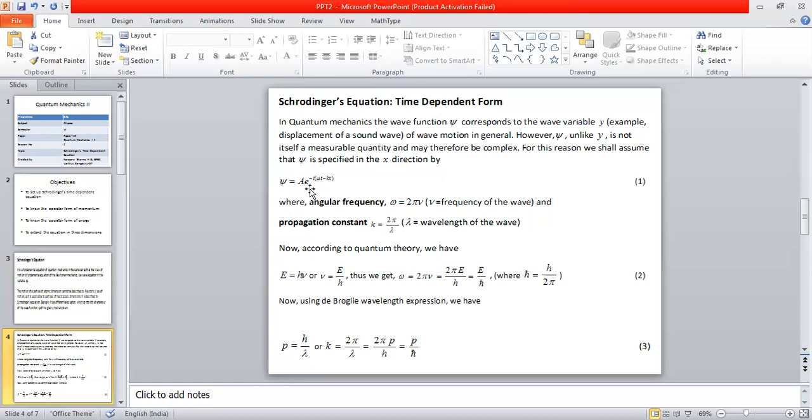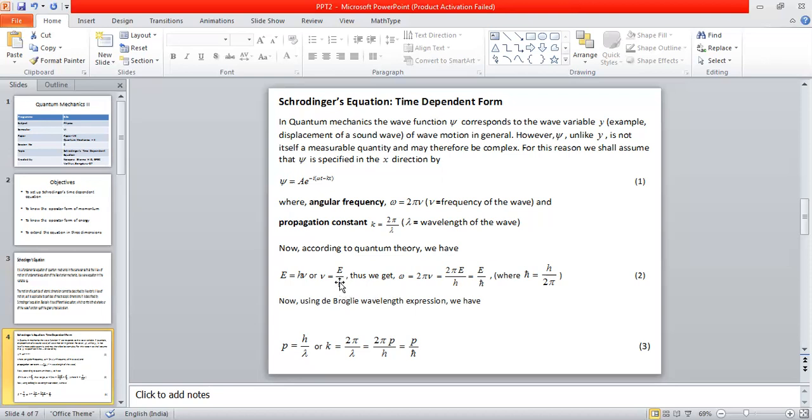Now, in order to make this equation applicable to quantum mechanics, we need to make certain changes. To make those changes, we make use of quantum theory. According to quantum theory, E is equal to h nu. Planck's quantum theory says the energy of a quantum is given by h nu, where nu is the frequency. Therefore, frequency nu can be written as E by h, where h is Planck's constant.